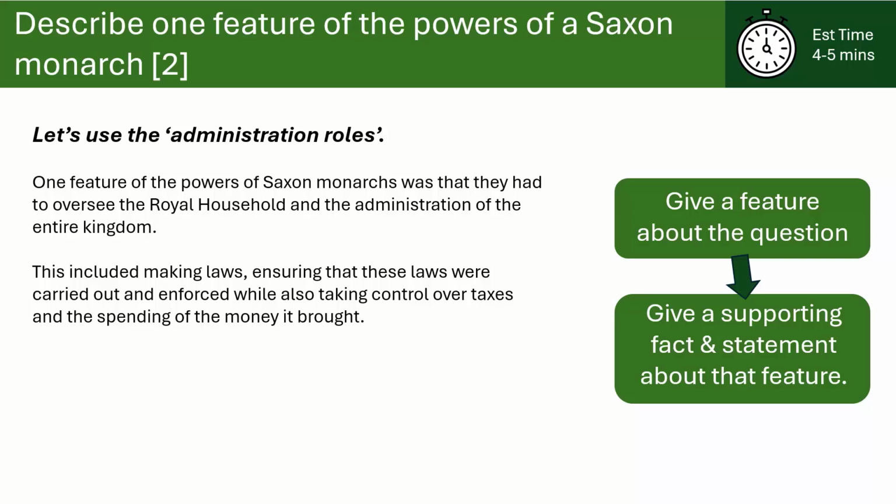And here's my supporting fact. This included, so here's your example, making laws, ensuring these laws were carried out and enforced, while also controlling taxes and the spending of the money that it brought. There you go. So I've just given an example of how he used his administrative powers to control the kingdom.